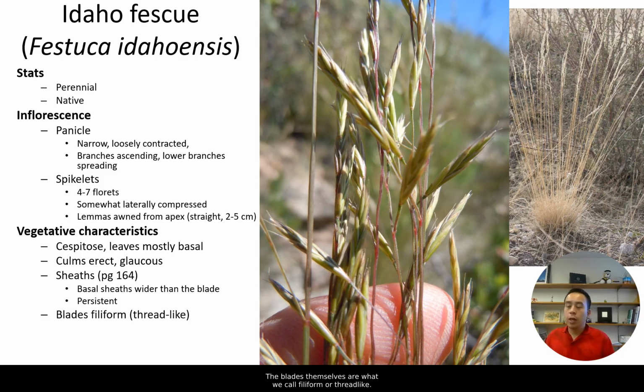The blades themselves are what we call filiform or thread-like. So first off, it makes very narrow leaves, and then the leaves typically tend to fold or roll up on themselves and make needle or thread-like leaf blades. And that's what we call filiform. And the leaves themselves are also glaucous, like the stems or culms, which again means they are bluish gray or bluish green gray in appearance.